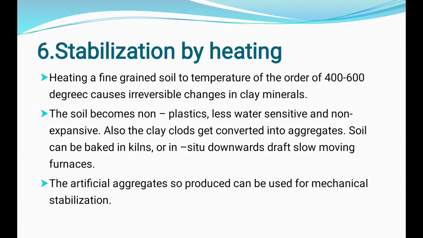And next one is stabilization done by heating. Heating a fine grained soil at a temperature of the order of 400 to 600 degrees Celsius causes irreversible change in a clay mineral. So soil becomes non-plastic, less water sensitive, and non-expansive. Therefore, the clay clods get converted into aggregate, and again it is baked in a kiln or in a furnace. The artificial aggregates are also produced and can be used for mechanical stabilization process.